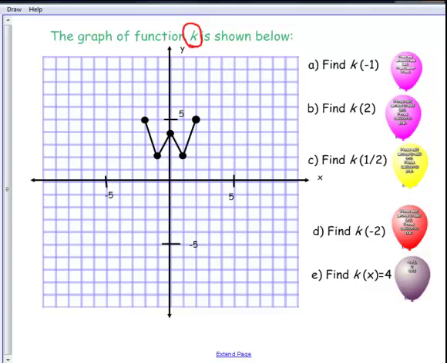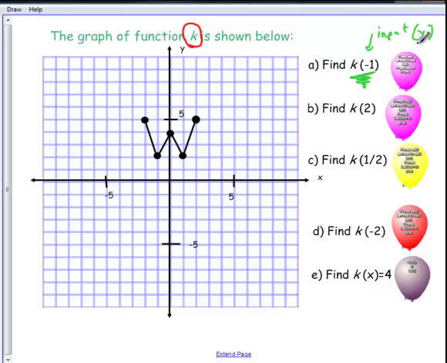So for part A, it says find k of negative 1. Recall, whenever you have a number next to the letter, in the past examples we used f of x, so f of 1, f of 2. In this example, we're using k of something. You're going to take this negative 1 and plug it in, that's the input, and find out what our output is. So we're finding our y value in this case, according to the Cartesian plane drawn.